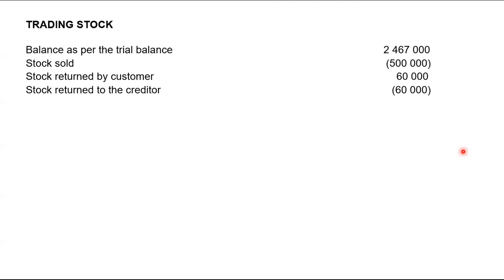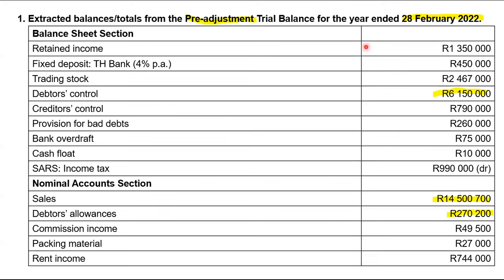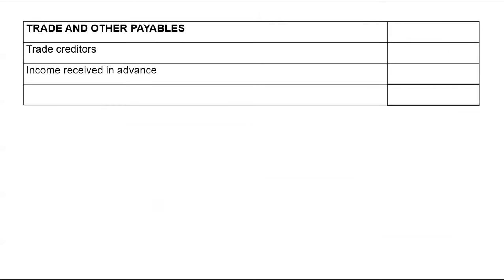Now, that affects my creditor's control. Now I have to rush to my trade and other payables. And when I get to my trade and other payables, I'm going to find trade creditors. Now I've got the amount for trade creditors for my pre-adjustment trial balance. And the amount for trade creditors there is 790,000 rand. So I'm going to put that 790,000 rand here and then subtract the 60,000 because now I'm going to owe the creditor less. I returned goods to the creditor.